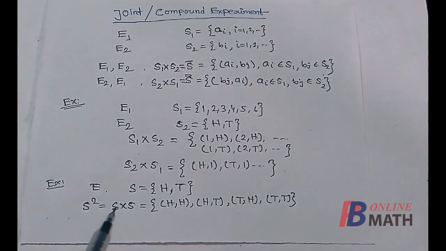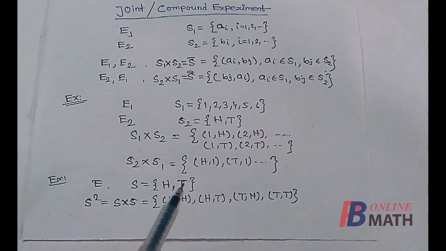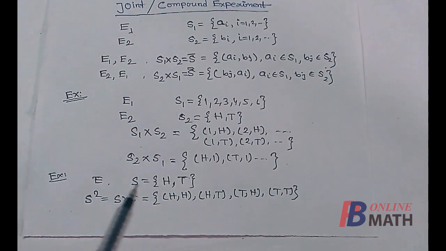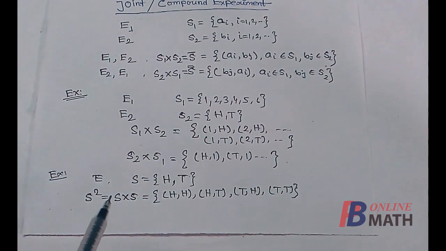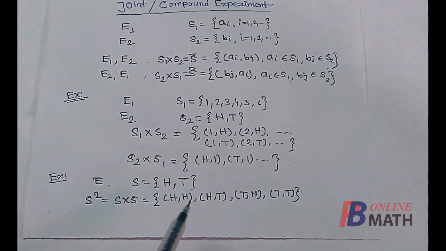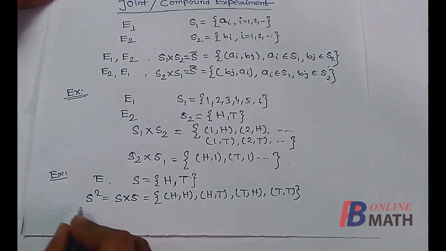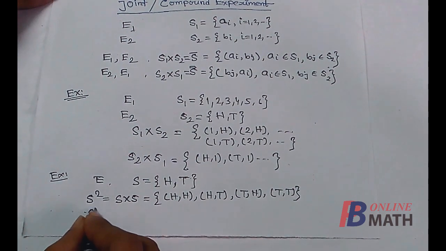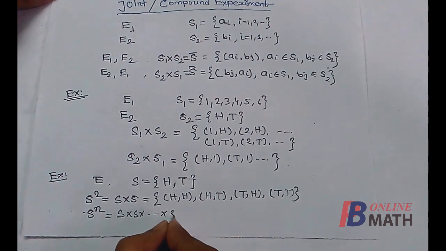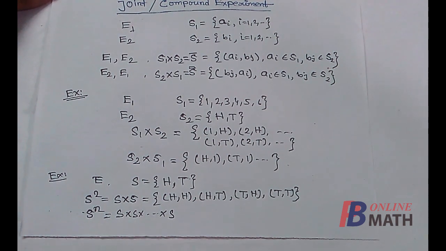Next we consider one more example. Suppose a fair coin is tossed. Then there are 2 outcomes, H and T. Now if we perform this experiment 2 times, one after another, then the sample space corresponding to this compound experiment is denoted by S cross S, or we call it S squared, and these are the 4 outcomes. Now if we perform this experiment n times, then the sample space of the compound experiment will be S^n, or S cross S up to n times, and then each outcome of this sample space is an n-tuple.